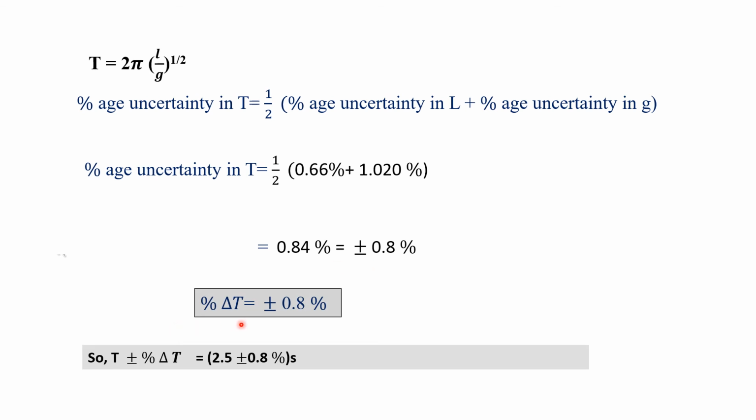And we can write time period of the pendulum with percentage uncertainty in it. T plus minus percentage uncertainty in time period is equal to 2.5 plus minus 0.8% seconds. Here 2.5 is measured value in time period and plus minus 0.8% is percentage uncertainty in time period of simple pendulum.